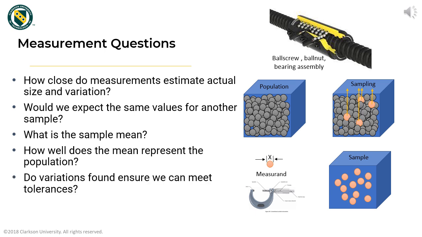More importantly, do variations found ensure we meet tolerances for the population as a whole? And how good are these results? These questions have their answers in probability and statistics.